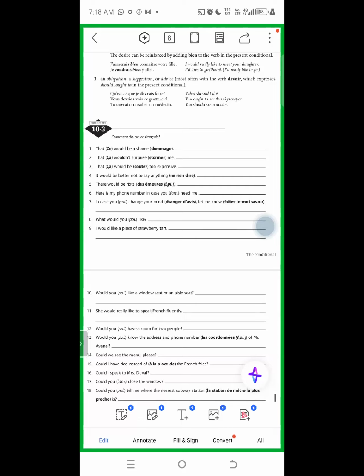That wouldn't surprise me. Ça n'étonnerait pas moi. Okay. Now, me is a direct object. True or false? Yes. Okay, so we put the direct object before the verb. Am I correct? I say it comes after the "ne" and before the verb. So, me, ne m'étonnerait pas. Okay.